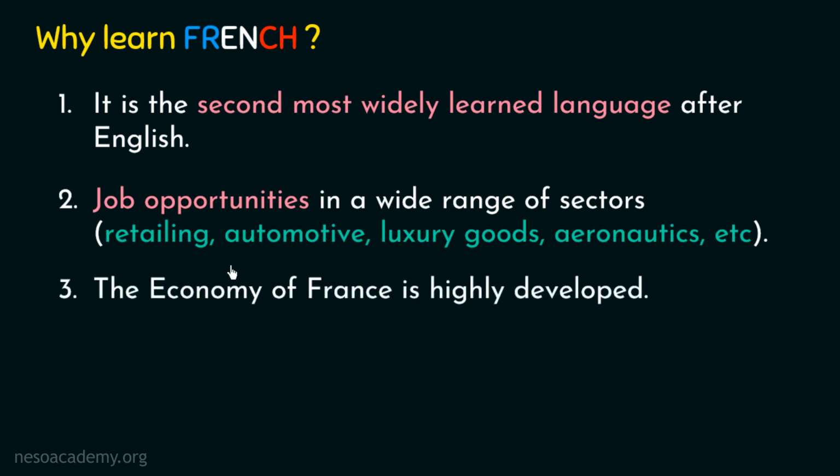Point number 3 states that the economy of France is highly developed and is free market oriented. It is actually the world's 7th largest economy by 2019 nominal figures. And not only that, France is the 2nd largest economy in the European Union after Germany. Isn't it really very interesting? So I really hope that point number 3 is clear. Now let's move on to point number 4.